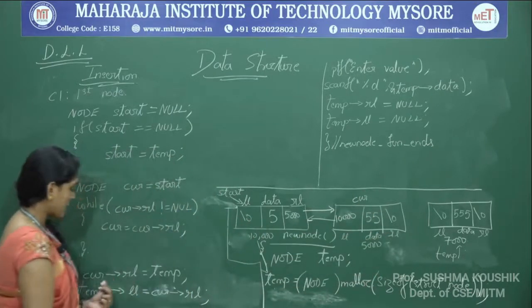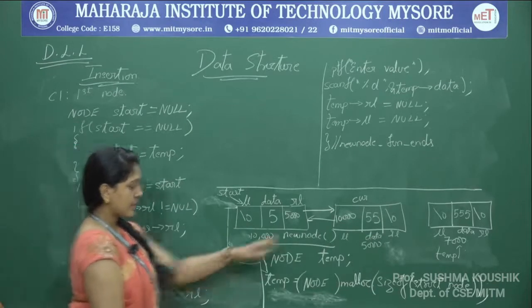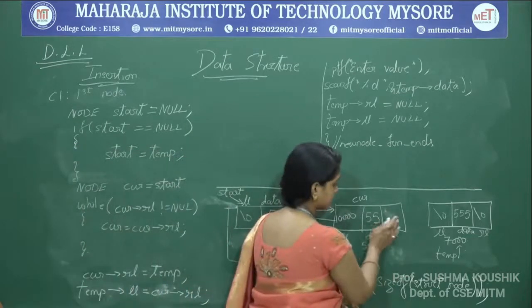So what is the next point? Current of RL is equal to temp.